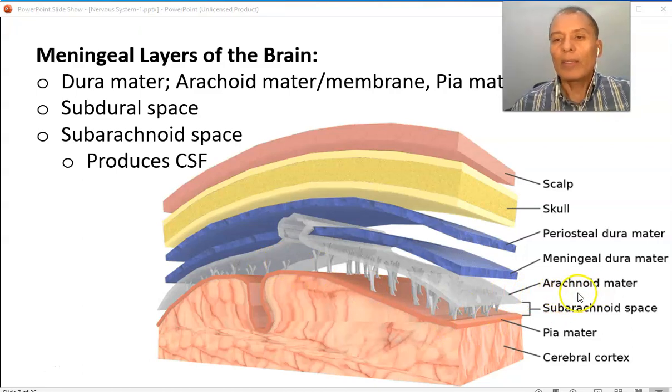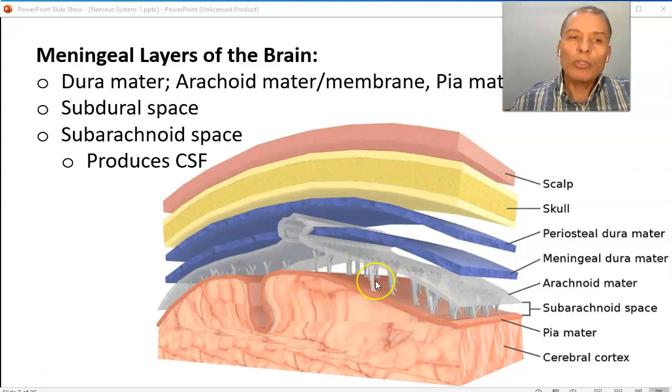Beneath the arachnoid mater, there is the subarachnoid space, and that space is filled with fluid that we know as the cerebrospinal fluid. Why do we call it that? Because it surrounds the cerebrum of the brain, which is the main cover of the brain, and it also surrounds the spinal cord: cerebrospinal fluid.